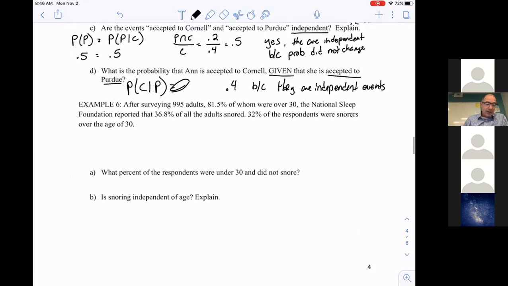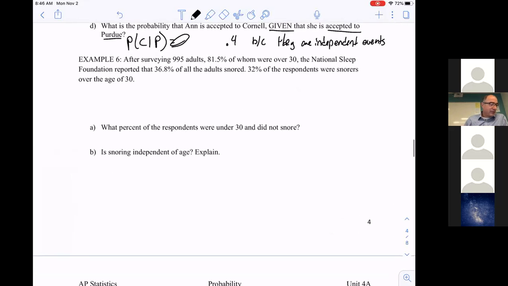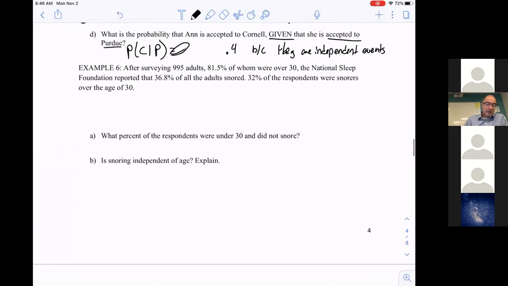All right, we got one last example to try to squeeze in. Maybe this one, yeah, we can do this. After surveying 995 adults, 81.5% of whom were over 30, the National Sleep Foundation reported that 36.8% of all adults snored. 32% of the respondents were snorers over the age of 30.